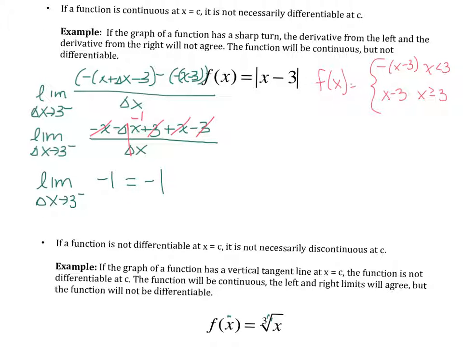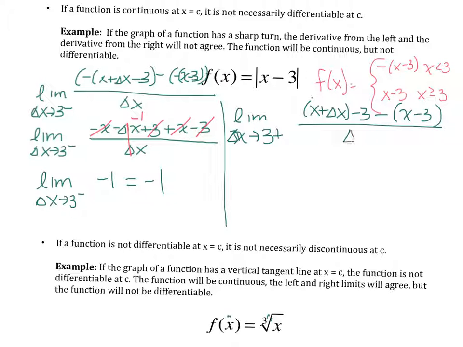Alright, now let's check it out from the right. From the right, we're going to use the bottom portion of that piecewise function. So we're going to say the limit as delta x approaches 0 from the right of x plus delta x minus 3, minus x minus 3, all over delta x.